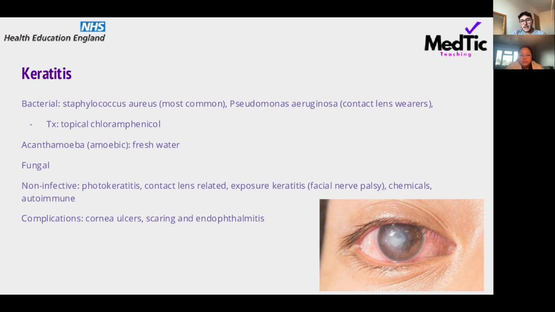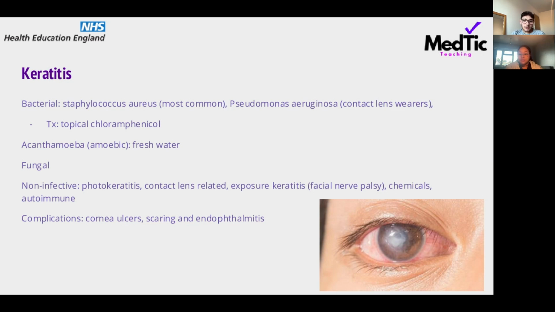And then exposure keratopathy, so that's if the patient isn't able to close the eye properly, potentially because of a facial nerve palsy or the ectropion that we mentioned before. That can be a risk factor for fungal or any form of infective keratitis to form. Also autoimmune causes, and then chemicals, so chemical burns to the cornea. Important complications are ulcers that can then predispose the patient to endophthalmitis.